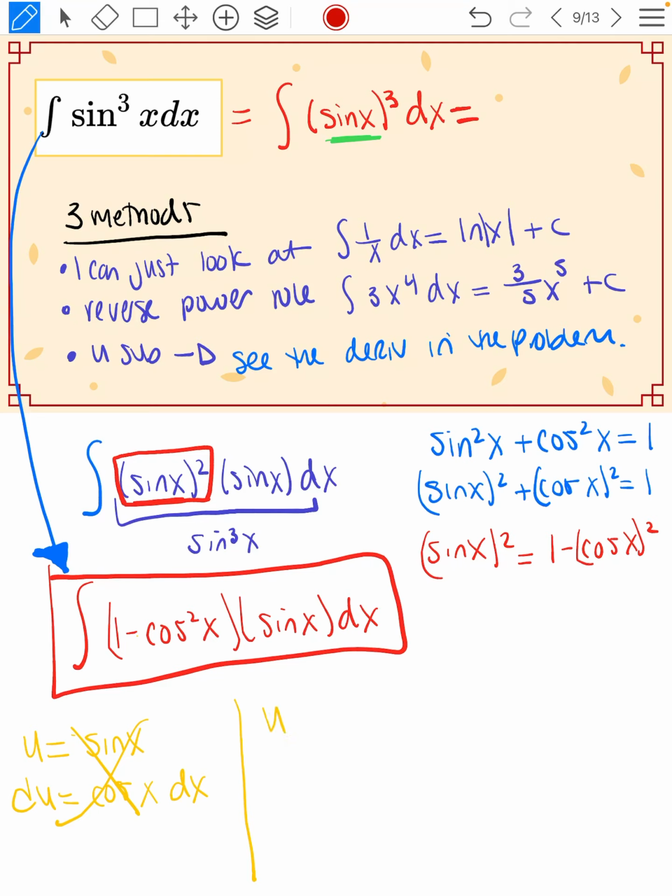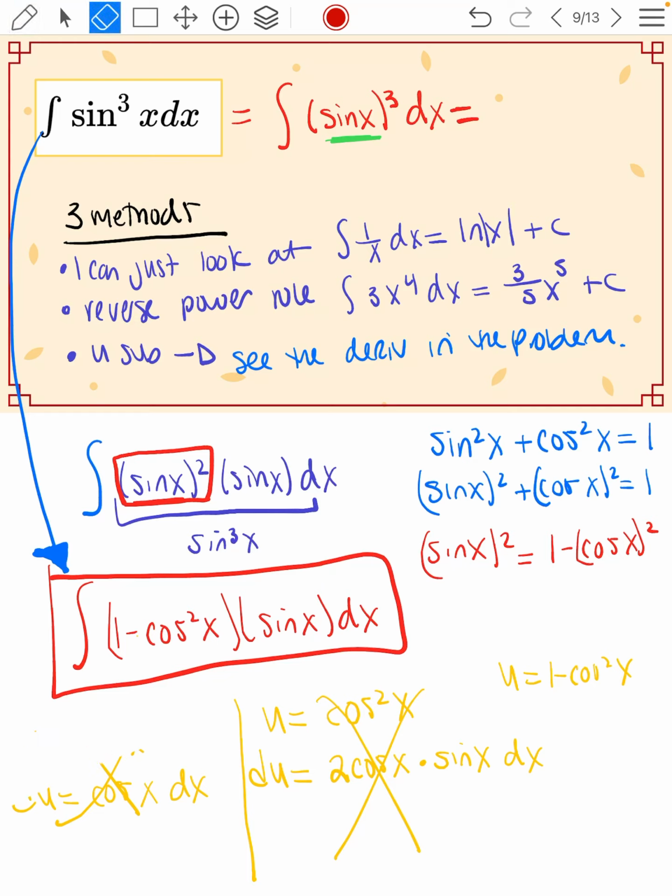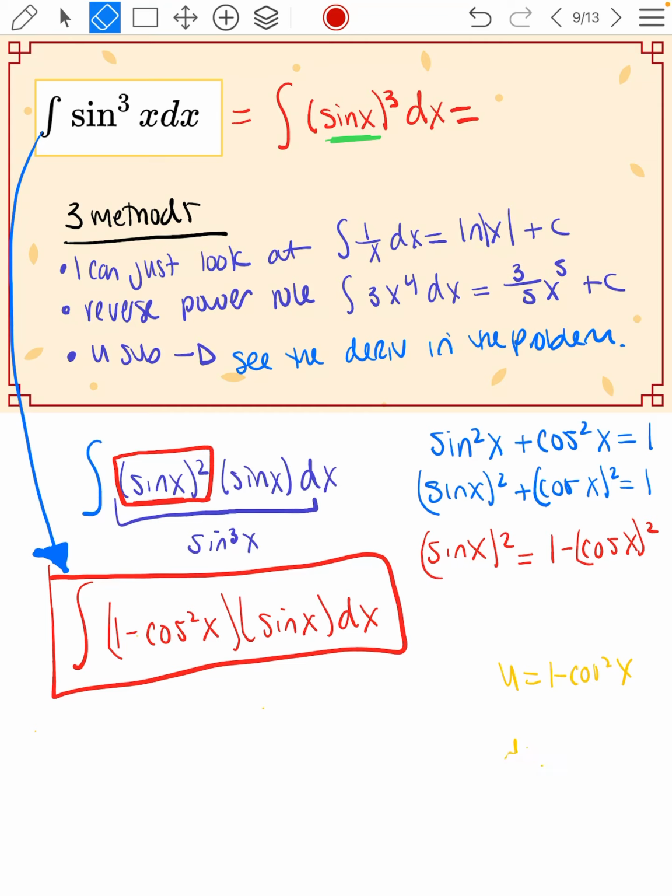Say you think your u is cosine squared x. Well then du, don't forget chain rule, would be 2 times cosine x times the derivative of the inside. Well, that's not going to work. And if you said your u was 1 minus cosine squared x, you'd have the same situation. So none of those three u options work. I'm zooming along because I'm recording this video, but normally in class people keep throwing out choices. Those are usually the three that come up, and we realize that none of those will work.